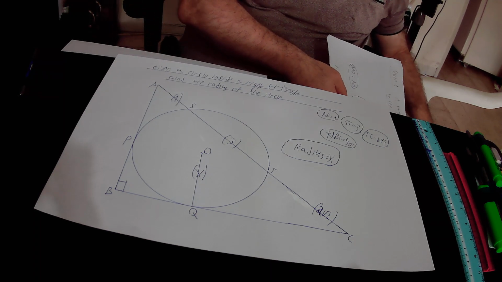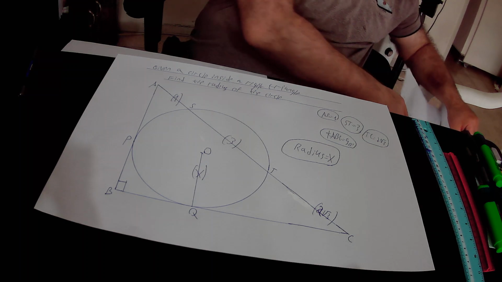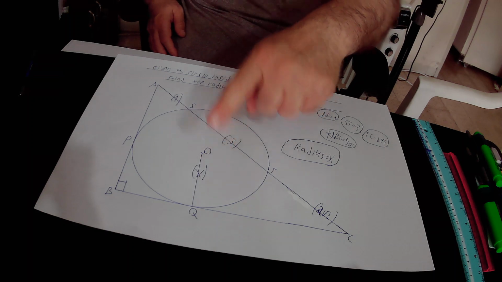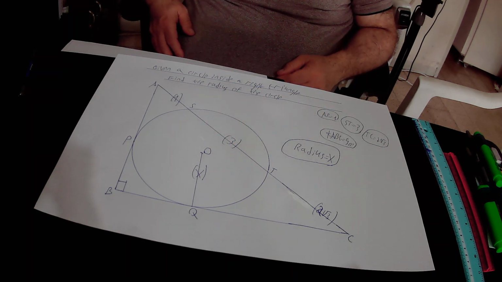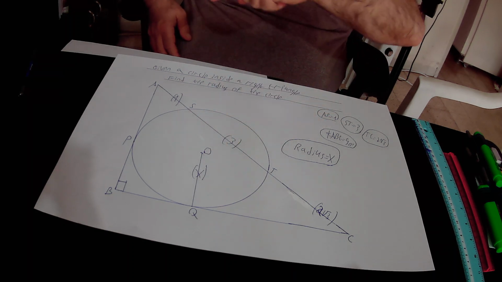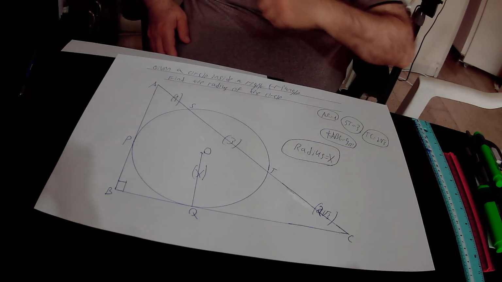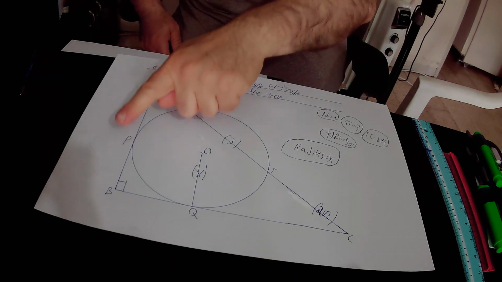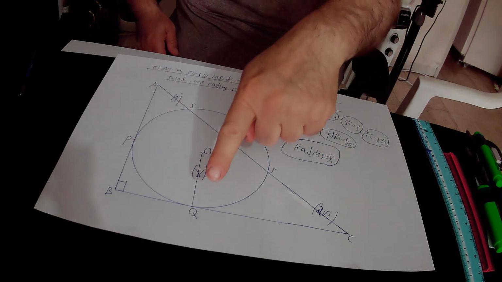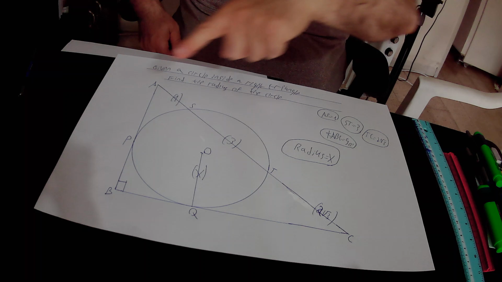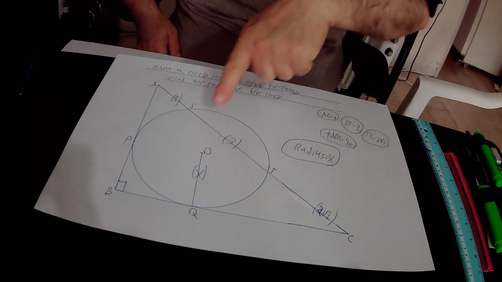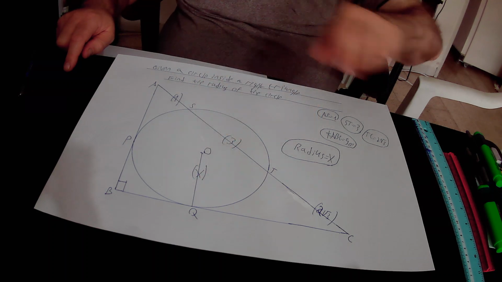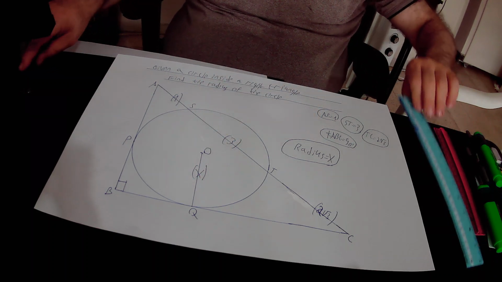Why? Because in our drawing we have the radius OQ that is drawn to point Q, that is the point of tangency of tangent BC with this circle. And whenever you have a radius that is drawn to the point of tangency, then tangent BC will be perpendicular to the radius QO. If BC is perpendicular to QO, it means that this angle equals 90 degrees and this angle also equals 90 degrees according to rule 1.